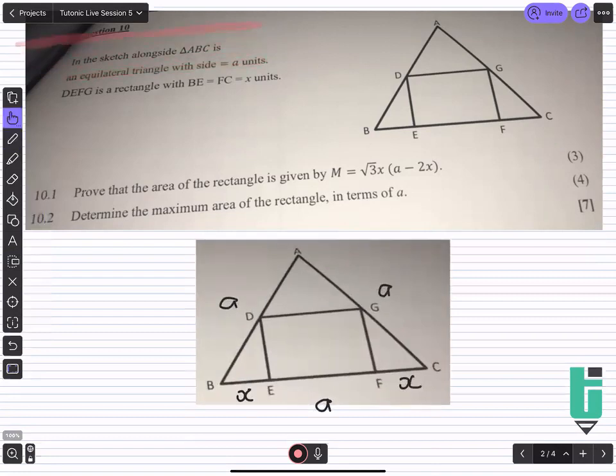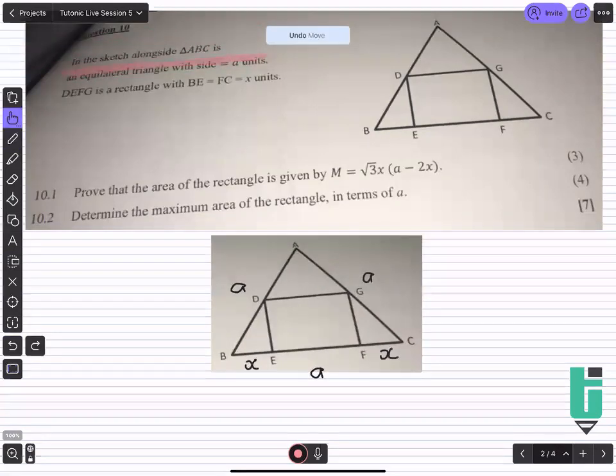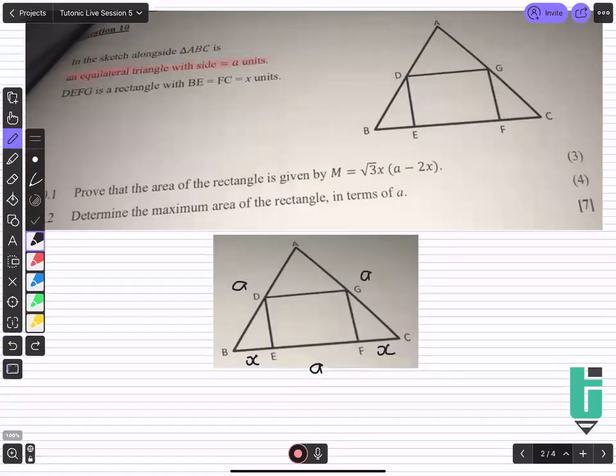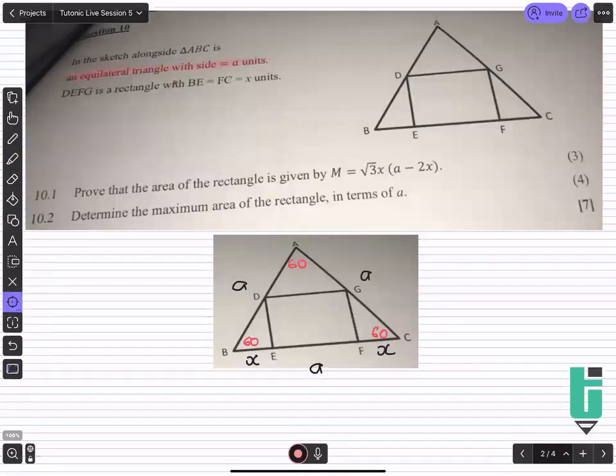Well, the angle is 60 degrees. All the angles are 60. So when they say equilateral triangle, in your mind, you must think two things: equal sides and equal angles. And the only way you can have equal angles in a triangle is if they're all 60.